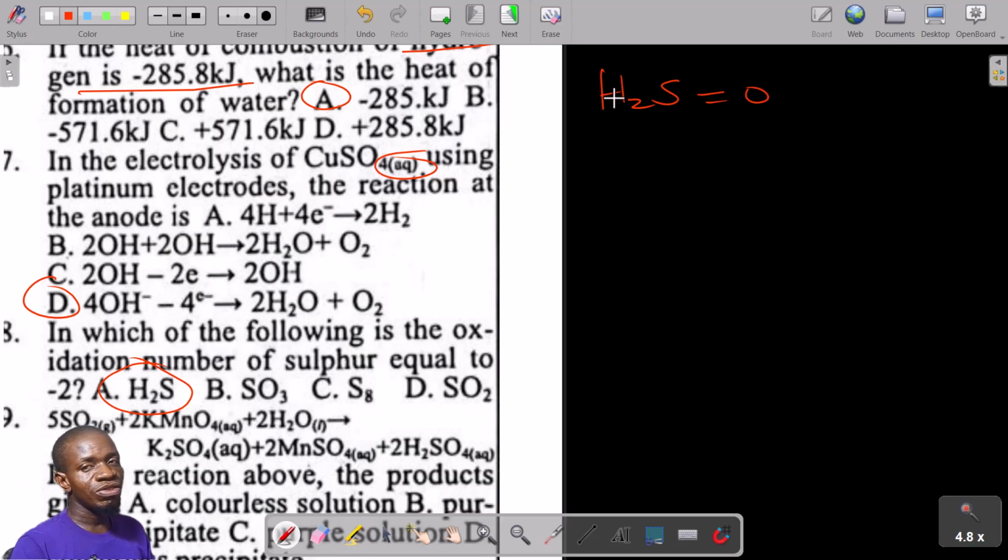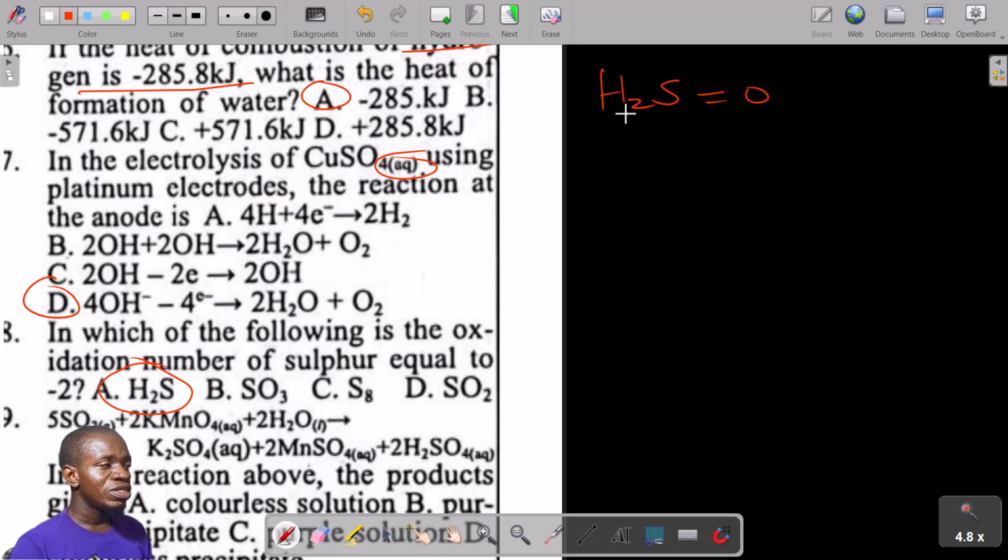So, what is the oxidation number of hydrogen? Hydrogen is under group 1. And remember that a group 1 element has an oxidation number of +1. Group 2 has +2. Group 3 has +3. Group 4 has +4 or -4, depending. Group 5 has -3. Group 6 has -2. And group 7 has -1. So it depends on the group it belongs to.